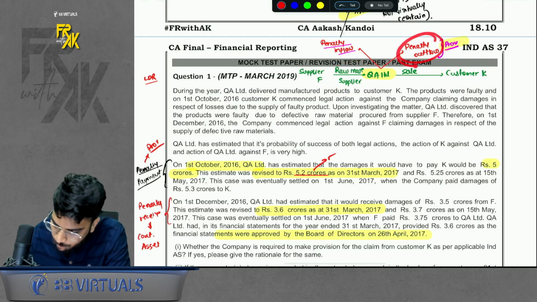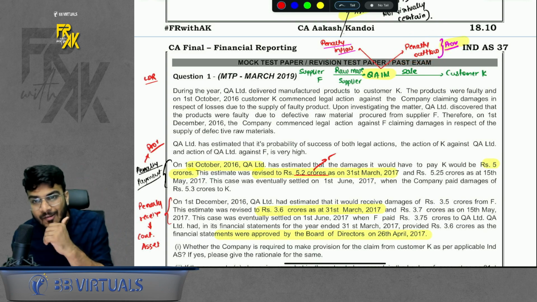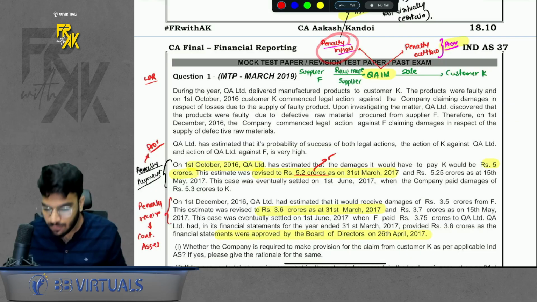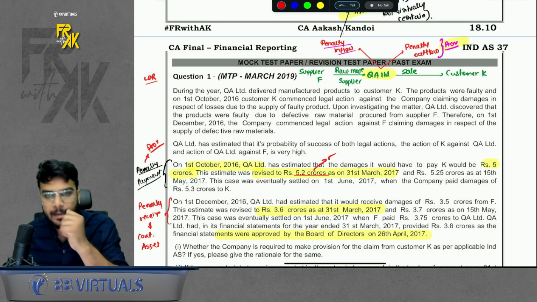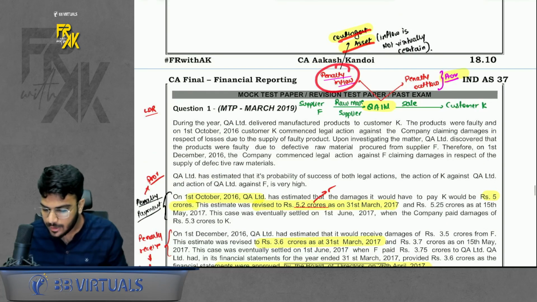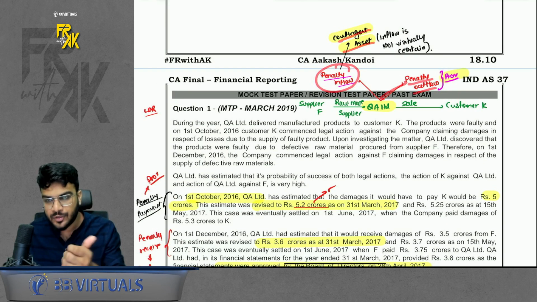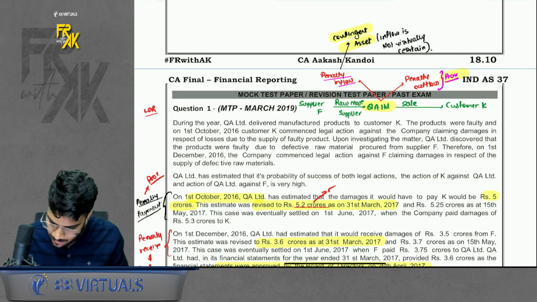So the penalty outflow here is a provision, but the inflow of penalty is not virtually certain. It was not promised by the supplier. To recover the penalty inflow, you are filing a case on the supplier here. So this inflow is not virtually certain, so you will treat it like a contingent asset here. So the payment of penalty is a provision. The receipt of penalty, because it is not virtually certain, is a contingent asset.